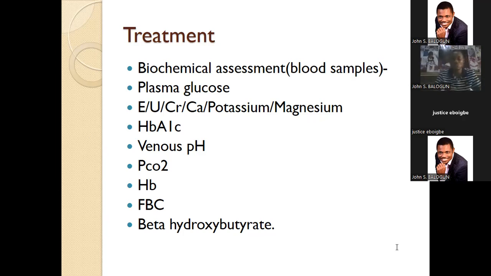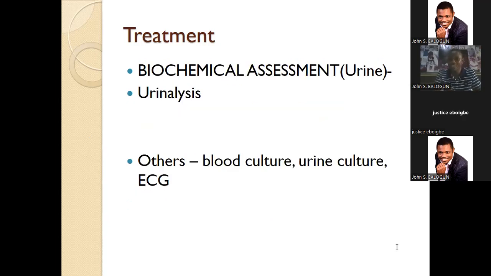Then other things you do include the pH. Remember we told you when the pH is less than 7.3, there is acidemia. You check for the partial pressure of CO2, hemoglobin level, full blood count, and all of this. Beta hydroxybutyric acid is one of the ketones that you check for in the serum. When you see it, it also tells you that there is ketonemia. So what other things do you do? Remember we talked about urine, you do urinalysis. Blood culture, urine culture, and all of this can let you know whether there is any infection that is causing the DKA.